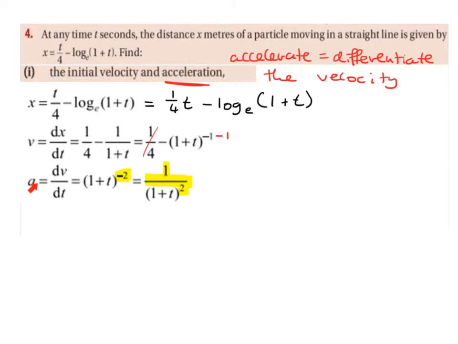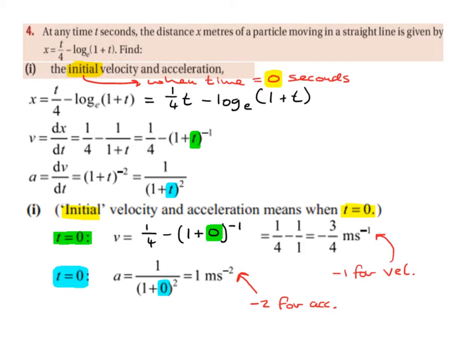So the acceleration, which is dv dt, is equal to 1 plus t to the power of minus 2, which we're going to rewrite as 1 over 1 plus t squared, because again we're using our powers laws. It is better to have it as a fraction than a negative power. We only really use the negative powers when we need to differentiate, but it's better to write our answer, in this case our acceleration, as a fraction. So we've got 1 over 1 plus t squared. Okay, so we started with x, then we found v, the velocity, and then we found a, the acceleration.